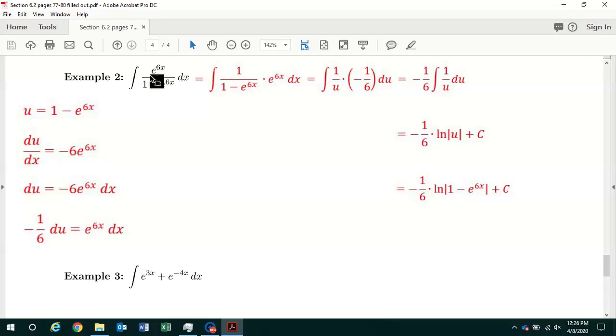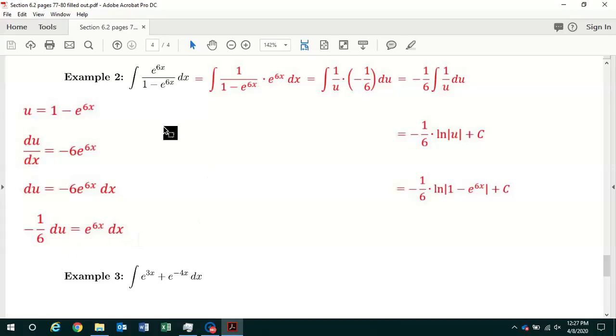Well, we have the e to the 6x. We don't have the minus 6, but we can still use the u substitution method. When I multiply both sides of this equation by dx, I get du is equal to minus 6 times e to the 6x dx. Right? I have the e to the 6x dx. I don't have the minus 6, so we divide both sides of this equation by minus 6. And remember, dividing by minus 6 is the same as multiplying by minus 1/6. So on the left-hand side, I have minus 1/6 du, and on the right-hand side, I have e to the 6x dx.